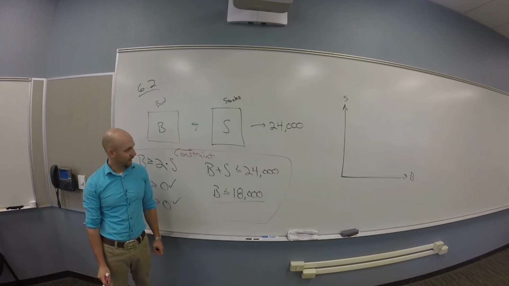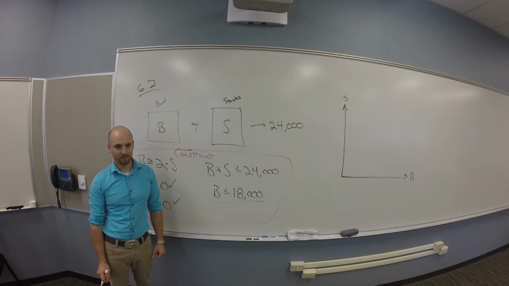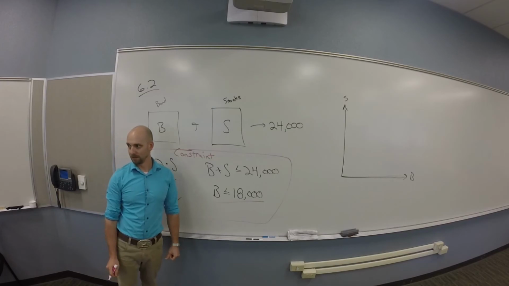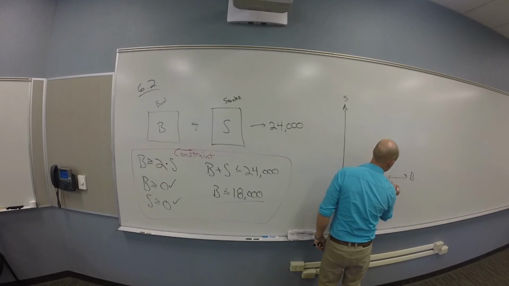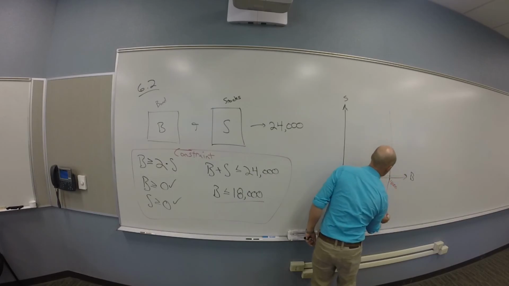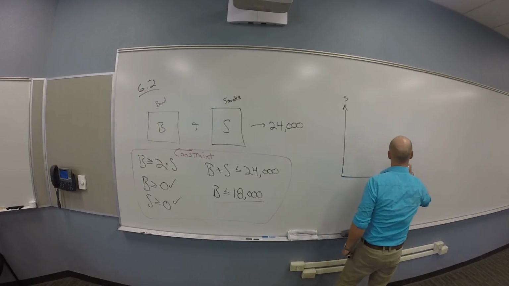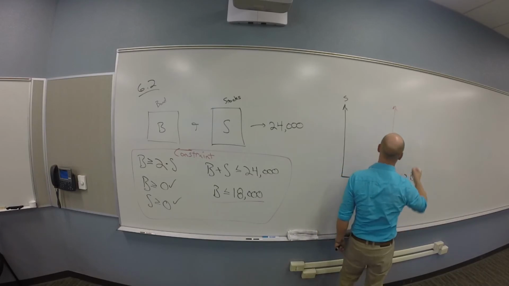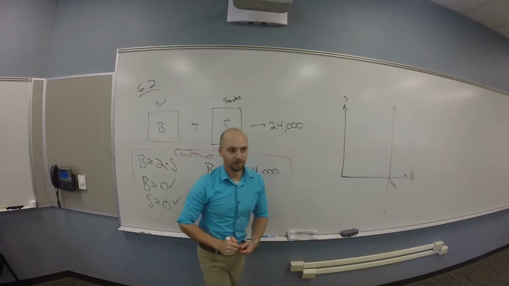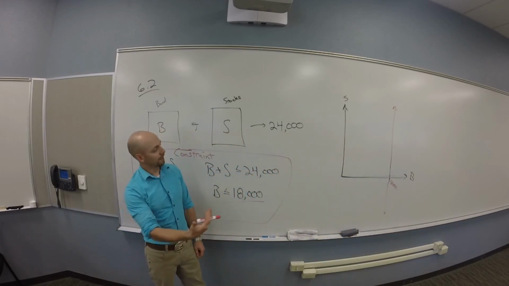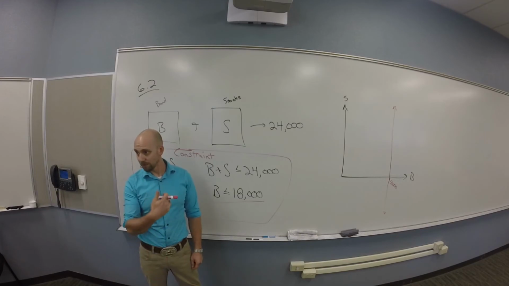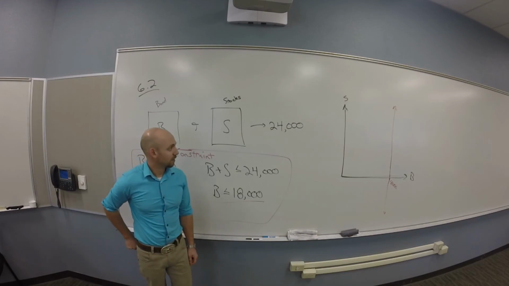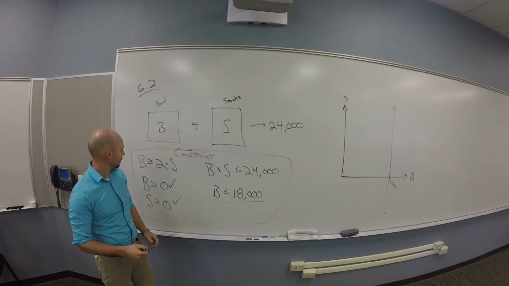How do I draw that? It's a vertical line from the 18,000 mark on the B. So I need to go to 18,000 on the B and make a vertical line. Wow, that's so far off of a line. That's so horrible. Cool. And which side, left or right? Left. Okay, so that one is taken care of.